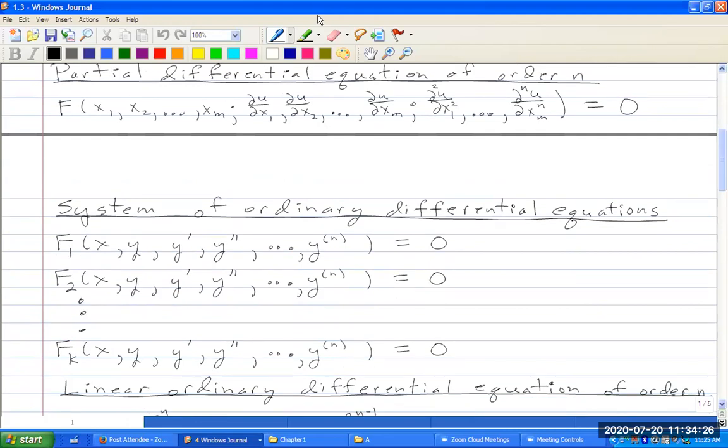So systems of ordinary differential equations. If you have F1, F2, up to Fk, so if there are a whole bunch of differential equations, then we say it's a system of ordinary differential equations.